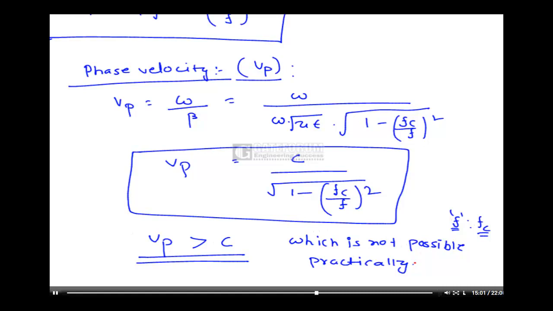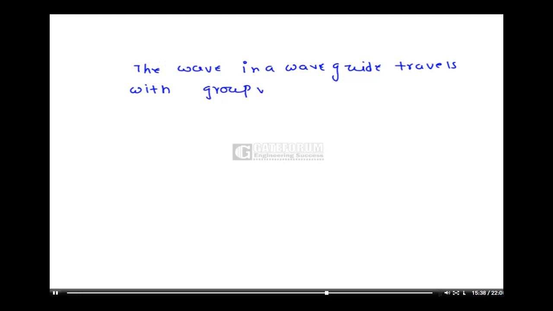The remedy for this is, generally in a waveguide, the wave does not travel with a phase velocity. Generally the wave will travel with a group velocity. That is the reason the wave in a waveguide travels with group velocity, not with phase velocity.